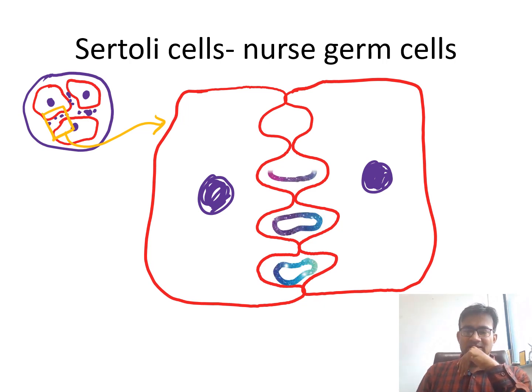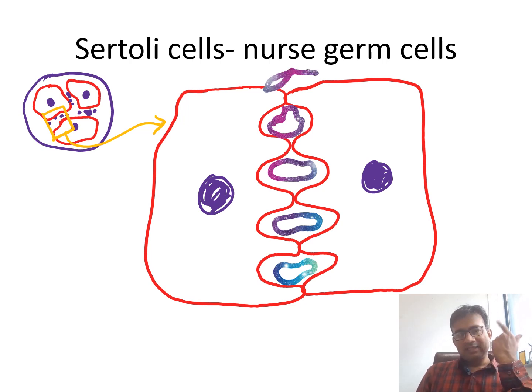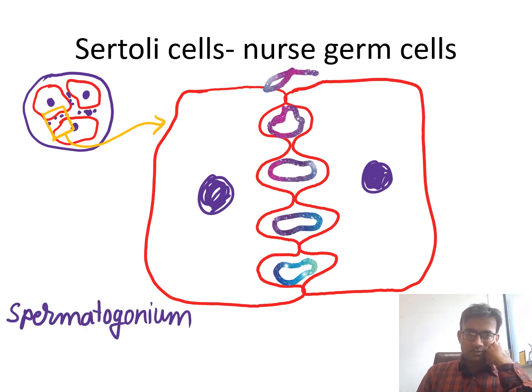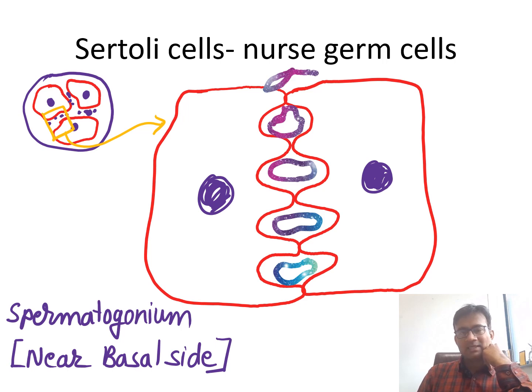Now here see in multicolored I have drawn various cells. So these are nothing but the various cells in the stages of spermatogenesis starting from spermatogonia to in the end it is spermatozoa. Now see spermatogonia is located near the base. Now see here what Sertoli cell is doing.